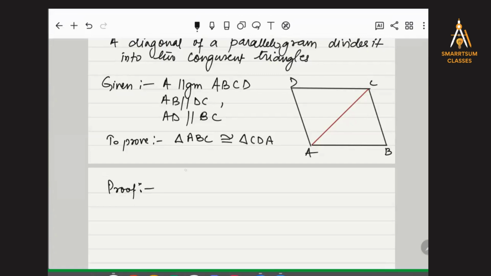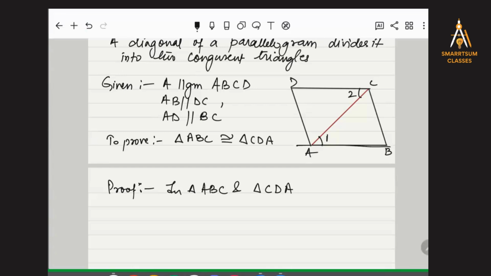Now look at these two triangles. In triangle ABC and triangle CDA, right? What do we have? Triangle ABC and CDA. Can you see if we name these angles? Suppose this is your angle 1, okay? Angle 2. So can you see that angle 1 and angle 2 are alternate interior angles? Yes or no? Right? Where AB and CD are the two parallel lines, right?